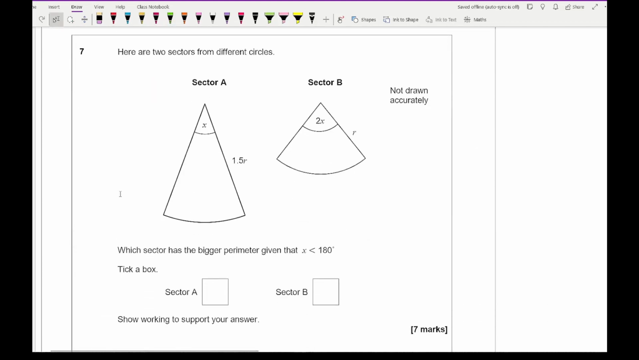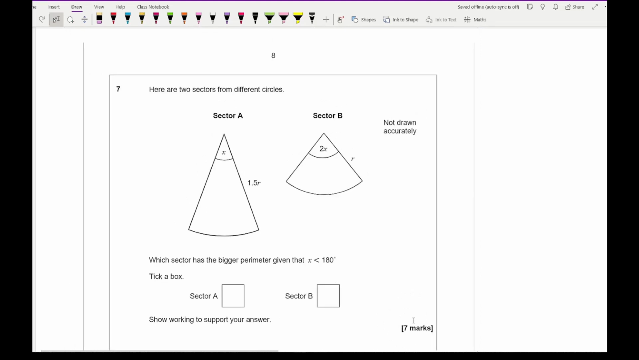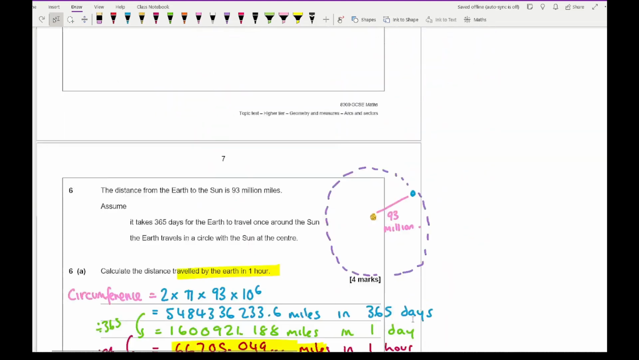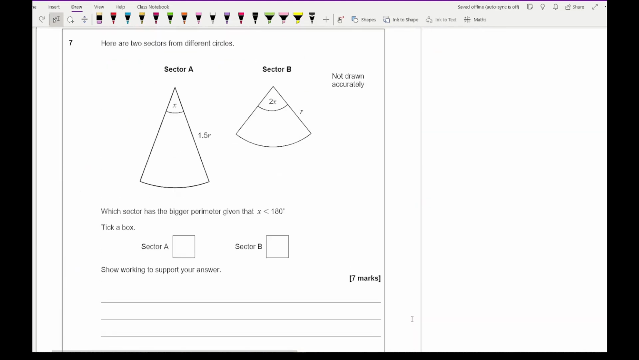Then moving on to question 7, it says here are 2 sectors from different circles. Which sector has a bigger perimeter given that x is less than 180? And it says tick a box, sector A or B, and it's a massive 7-mark question. So let me zoom out because obviously this is going to require a fair bit of working out, and notice how the question resets. So let's just go back to it.